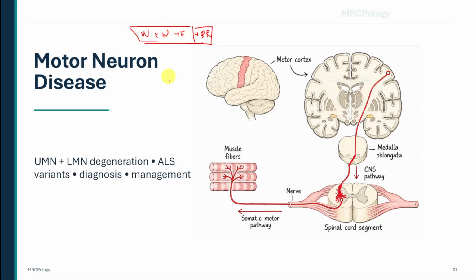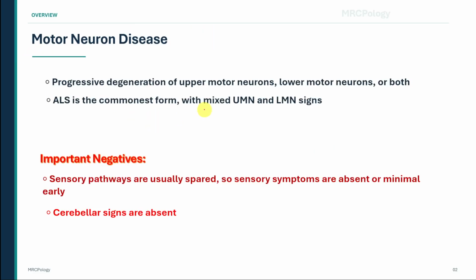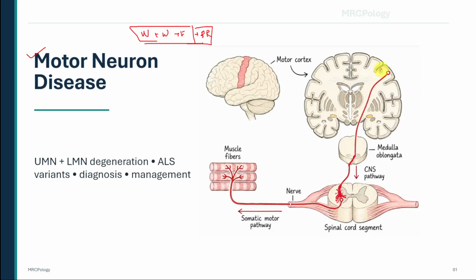Before discussing motor neuron disease, let us briefly understand the normal motor pathway. Voluntary movement begins in the primary motor cortex. The upper motor neuron descends through the internal capsule and brainstem into the corticospinal tract. Most fibers cross in the lower medulla and continue down the opposite side of the spinal cord. Within the spinal cord, the upper motor neuron synapses with a lower motor neuron in the anterior horn.